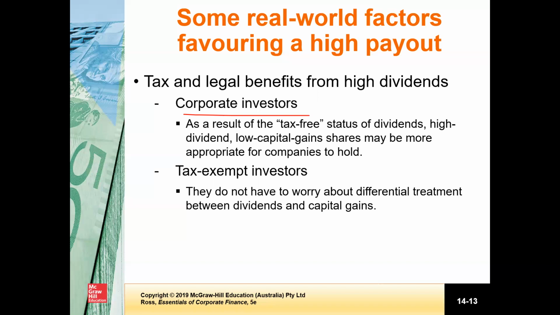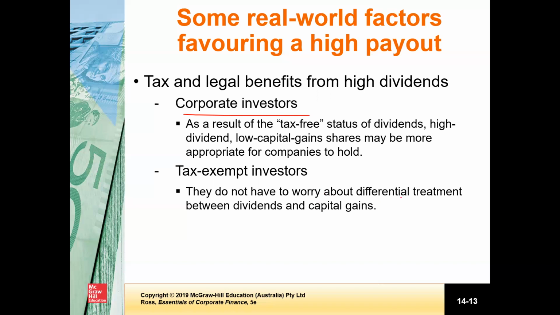As a result of this tax-free effect of dividends, high dividend, low capital gain shares may be more appropriate for companies to hold. In fact, this is why companies hold a substantial percentage of the outstanding preference shares. This tax advantage of dividends also leads some companies to hold high-yielding shares instead of long-term bonds because there is no similar favorable tax effect on interest payments to company debt holders or company bond holders.